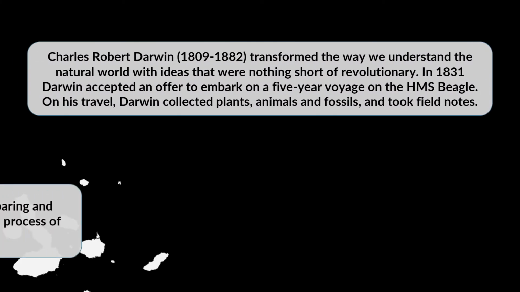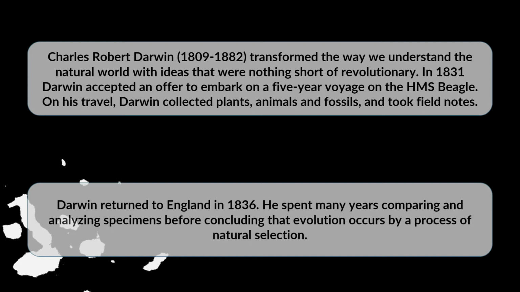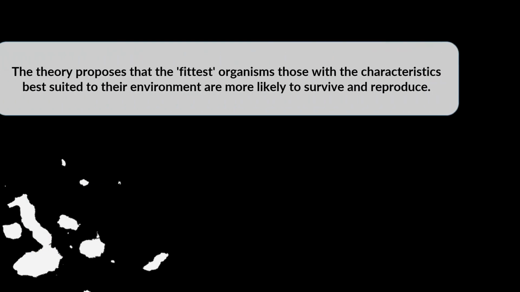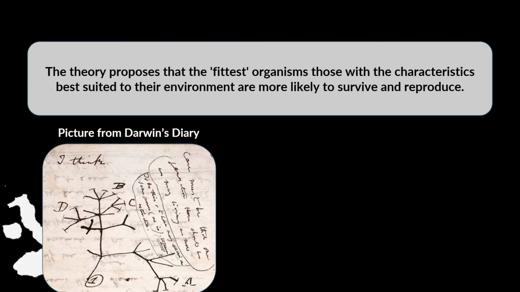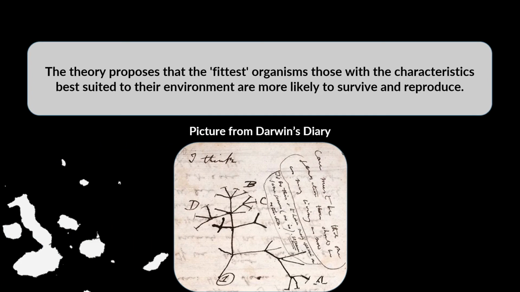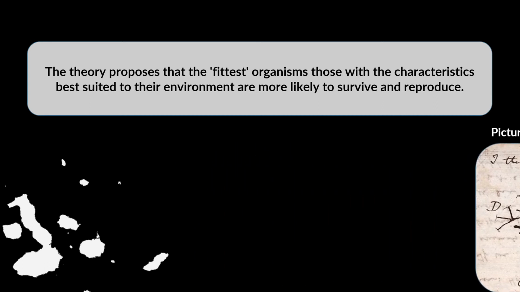Charles Robert Darwin transformed the way we understand the natural world with his ideas that were nothing short of revolutionary. Darwin returned to England in 1836. He spent many years comparing and analyzing specimens before concluding that evolution occurs by a process of natural selection. The theory proposes that fittest organisms, those with the characteristics best suited for the environment, are more likely to survive and reproduce.